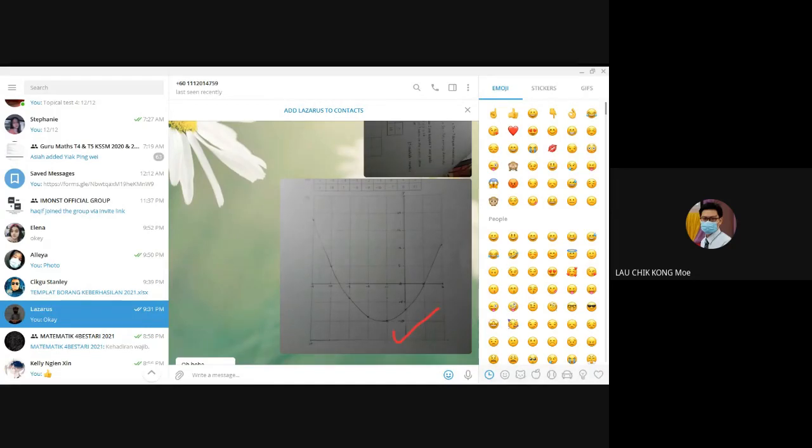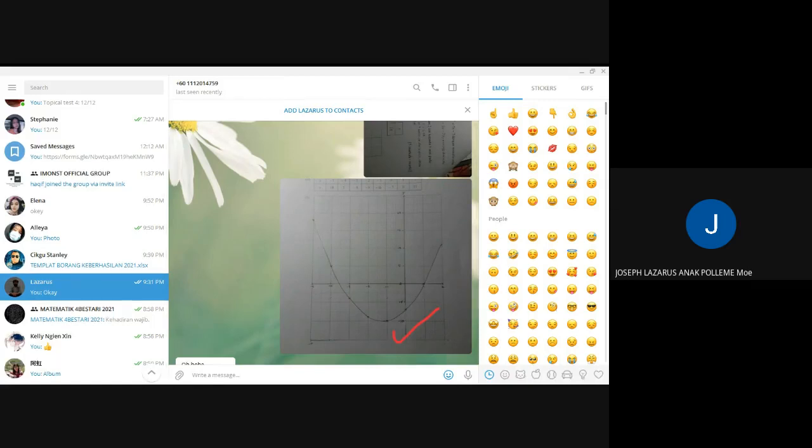Okay. B. By using a scale of 2 cm to 1 unit on the x-axis and 2 cm to 5 units on the y-axis, draw the graph of y equals 2x squared plus 5x minus 7 for negative 5 less than x less than 2 and negative 10 less than y less than 18. So this is my graph. Okay, so this is a quadratic graph.